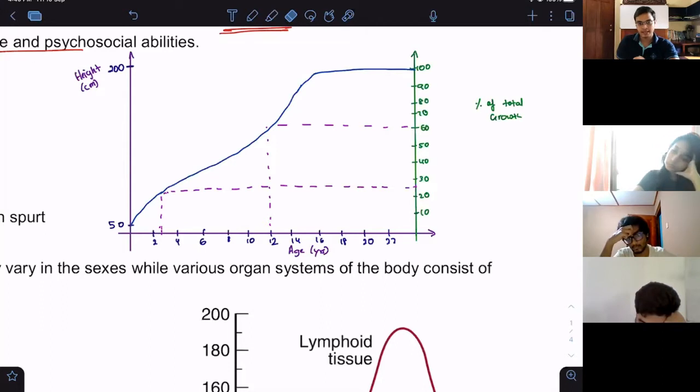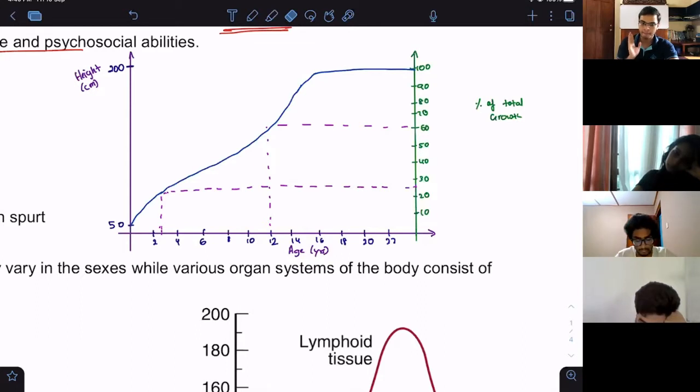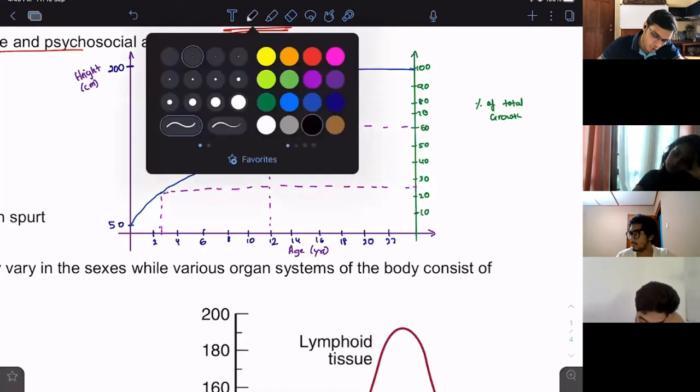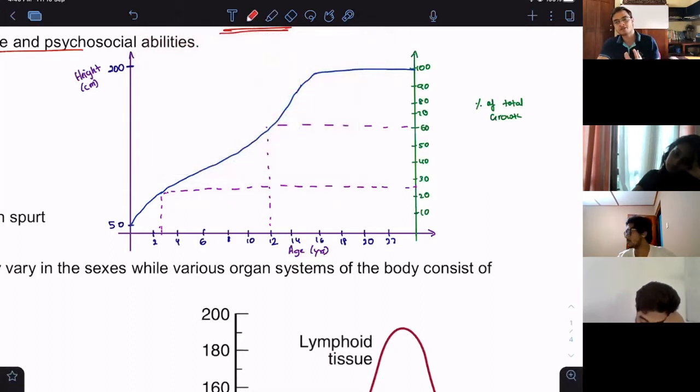Then the next thing, guys, there are 4 main phases of growth. Now we can see this here. The first one is called our first growth spurt. Growth spurts are periods of rapid growth. The first growth spurt, guys, is here from the time of birth, from the time of neonatehood, up to around the end of the toddler period.